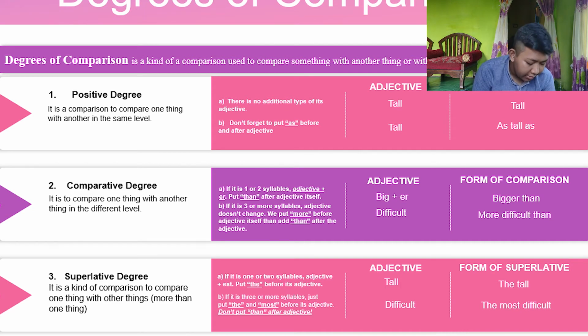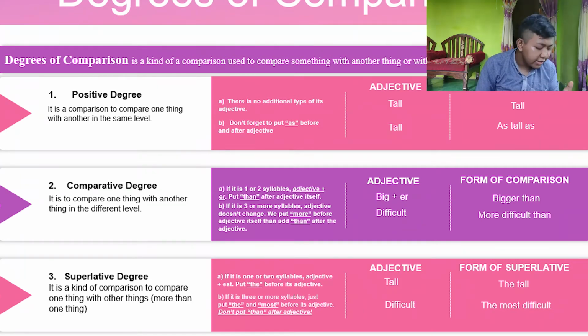The rules are: we have to put the word as before and after the adjective. So if the adjective is tall, the form of positive degree is as tall as. If it's big, the form of positive degree is as big as. For example, Rina is as beautiful as my classmate Honey.